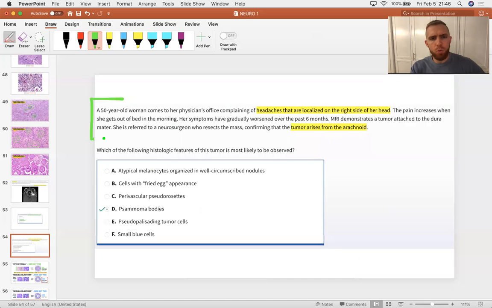Similar one, a 50-year-old woman shows up complaining of headaches on the right side of her head. You take an MRI and you see a tumor arising from the arachnoid. So then the question is, what do you see on histology? And the answer is psammoma bodies.